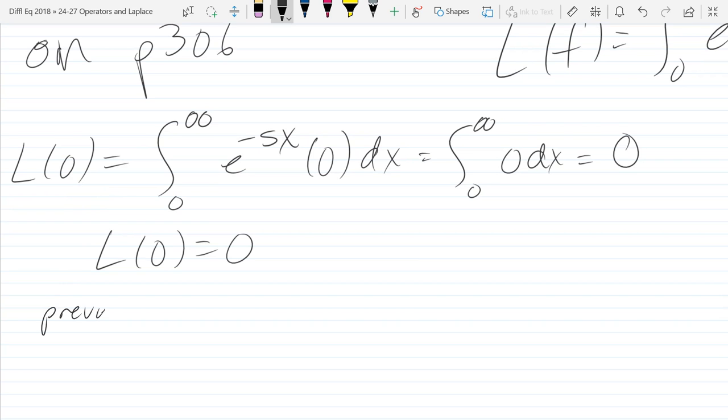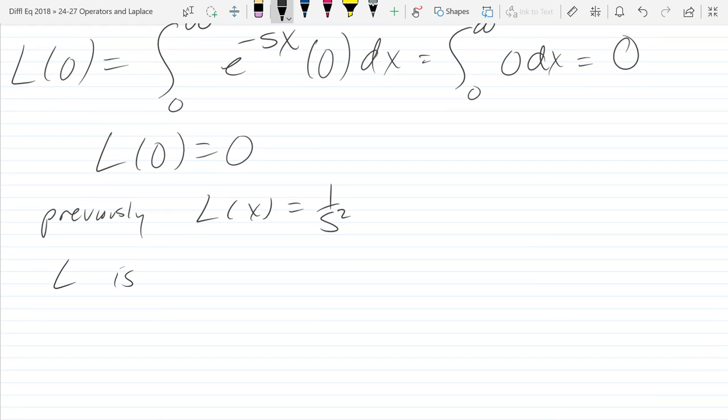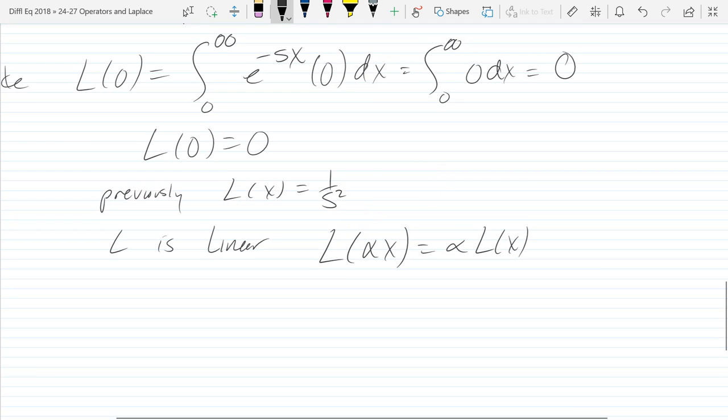Previously, we computed L of x is 1 over s squared, and L is linear. So if you have L of alpha x, that's alpha times L of x. That's a linear property right there. You can bring the alpha outside, and this will be alpha times 1 over s squared, or alpha over s squared.